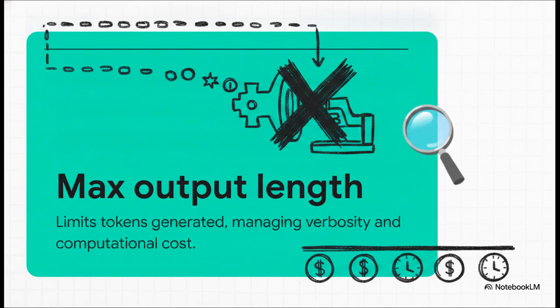And finally, we have the max output length. This does exactly what it sounds like. It limits the number of tokens the model is allowed to generate in its response. You can think of this as the final safety brake on your engine. By capping the output, you stop the engine from rambling on endlessly. And crucially, you manage the computational bill you have to pay. Every single token generated costs money and time, so putting a ceiling on it protects your resources.